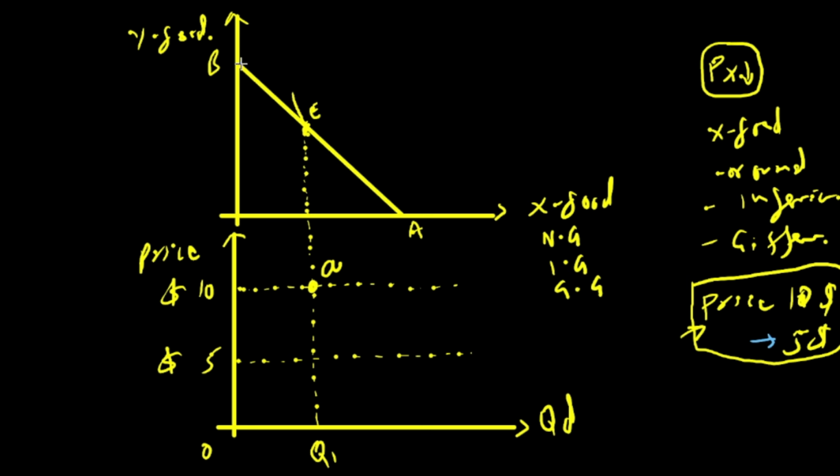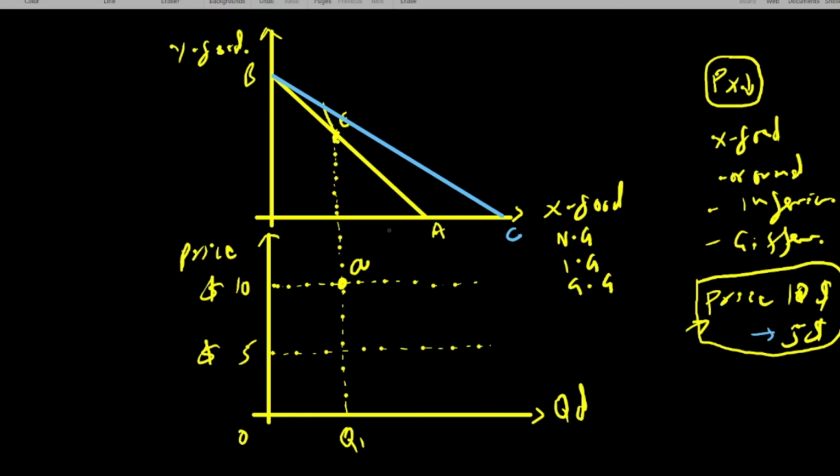If price of X falls, then budget line will shift like this. Pivotal shift will come in this graph basically. So the new budget line will be IC, because you must know that whenever there is change in price of one product, it will cause a pivotal shift, meaning there will be no change on the y axis, there is only change on the x axis, because price of X is changing.